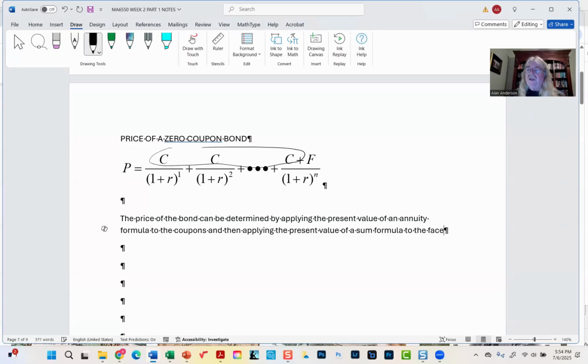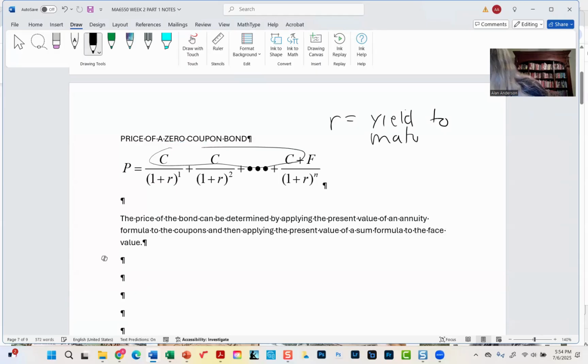So you only need to do two calculations, and that will give you the market price of your bond. And the R in this case is what we meant earlier by the yield to maturity. And that's the part that can change every single day. All right, the C and the F are fixed in place.